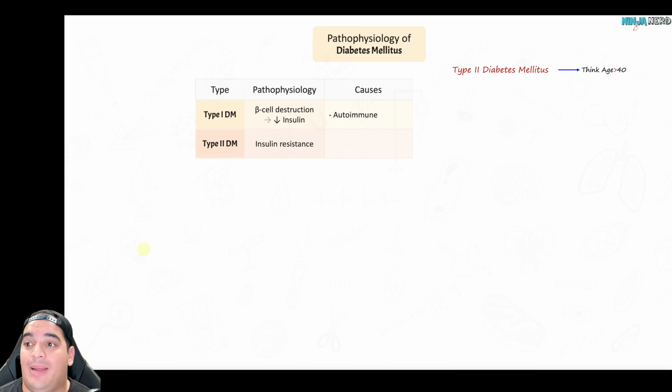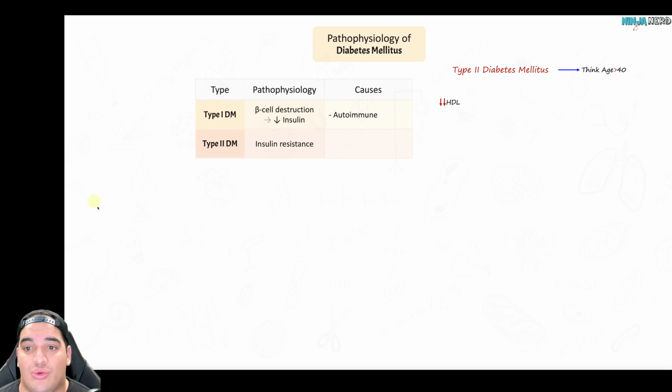In comparison, type 2 diabetes mellitus, you want to think about in a patient who is a little bit older. Usually the age is greater than 40, but it can happen in younger individuals, especially in the more modern era. What you really want to associate this with is metabolic syndrome. In patients who are obese, their fatty tissue is releasing adipokines and causing a lot of alterations within some of their metabolic parameters.